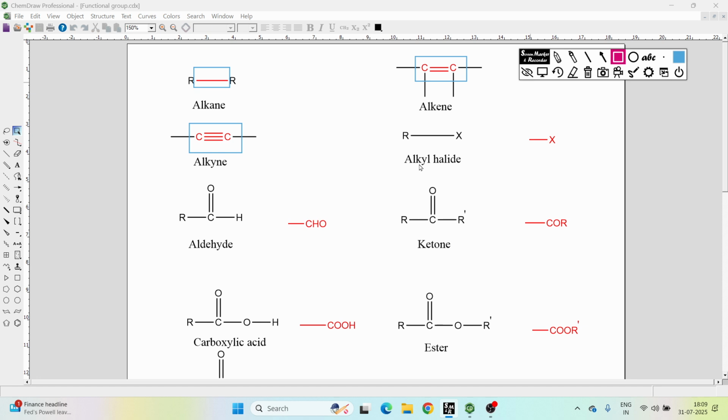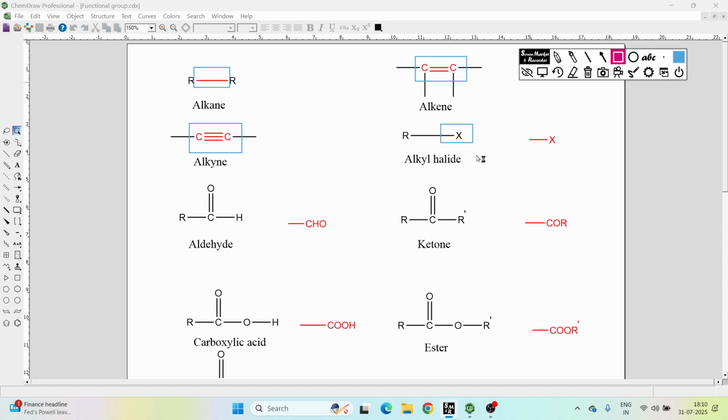We come to the next category, that is an alkyl halide. For an alkyl halide, the functional group here is the halogen atom. Now this halogen atom, as we know, can be chlorine or bromine or iodine or fluorine. It can be anything.